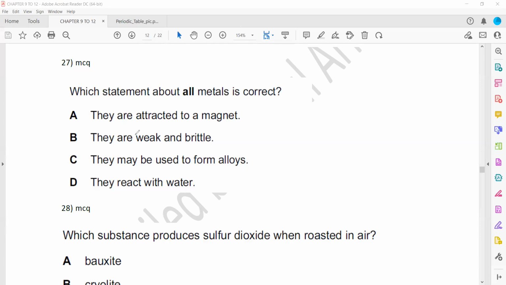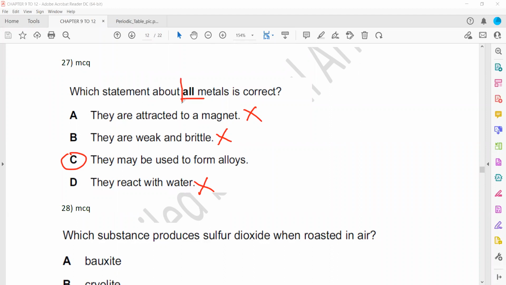Which statement about all metals is correct? They are all attracted by a magnet. That is wrong, not all. Weak and brittle: a few metals, but you don't find aluminum, copper, zinc weak and brittle. Not all metals are weak and brittle. They may be used to form an alloy. So the metal can be used to form an alloy. That is a true statement. They can react with water? Not all metals, for example you don't find a reaction of copper, silver, gold or platinum with water. So not all of them can react with water.